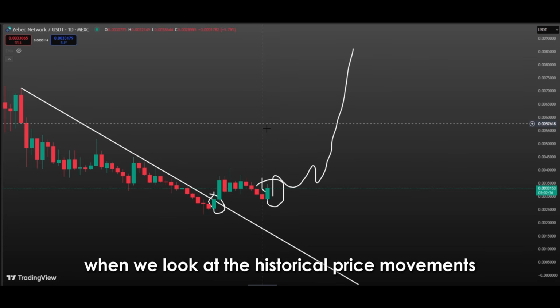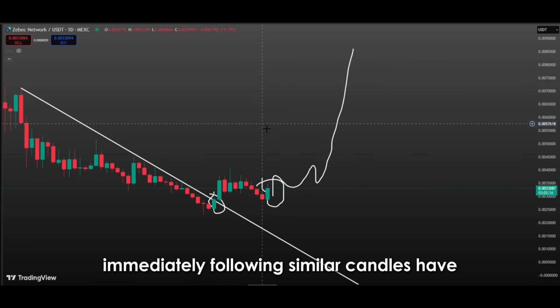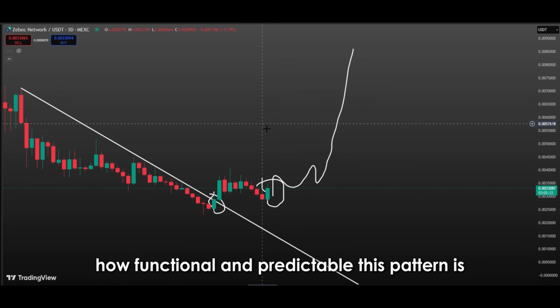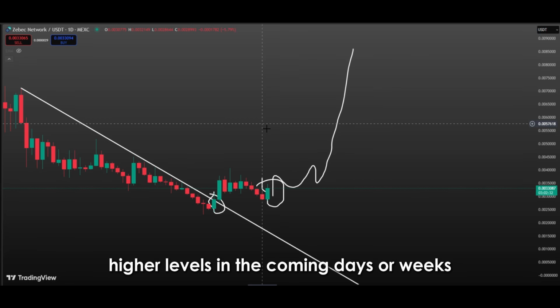When we look at the historical price movements, it has been observed that the price has experienced significant rises after similar bullish engulfing patterns. Especially in recent months, the price explosions immediately following similar candles have once again proved how functional and predictable this pattern is. This means that if history repeats itself and the price gains momentum similar to previous patterns, it is possible to see much higher levels in the coming days or weeks.